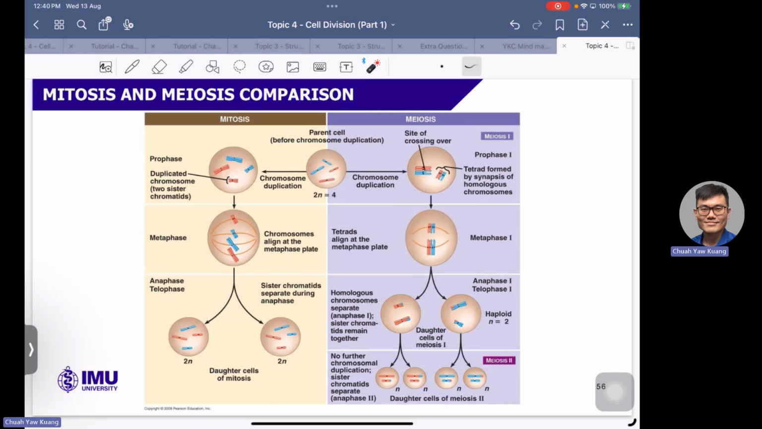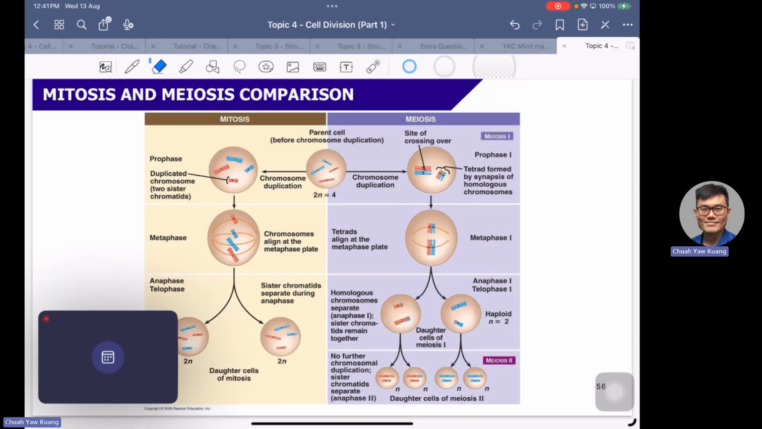On this Friday, we will continue with lecture part 2: replication and transcription. Remember to do the extra questions and do the revision. The test is just next week. Okay, so basically that's it.